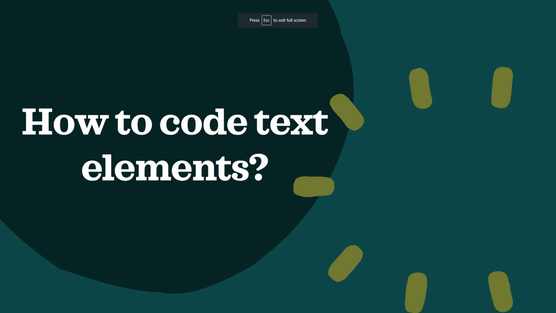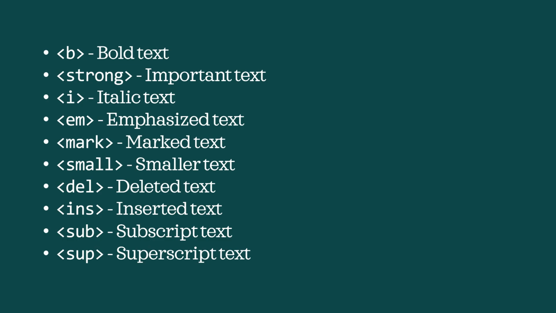So our next topic is how to code text elements. HTML contains several elements for defining text with a special meaning. Formatting elements were designed to display special types of text like bold text, important text, italic text, emphasized text, marked text, smaller text, deleted text, inserted text, subscript text, and superscript text. Let's go through these elements.